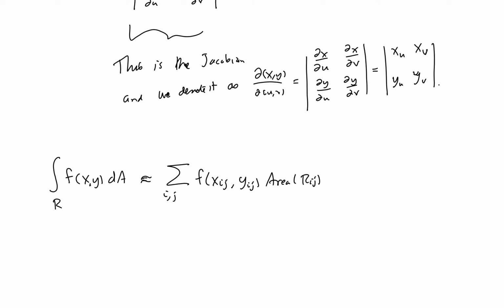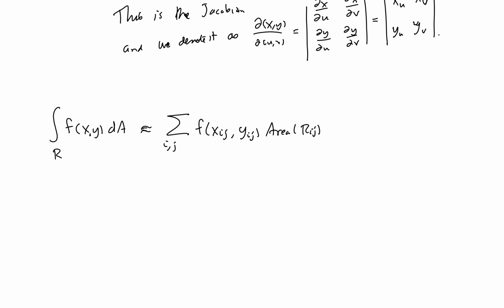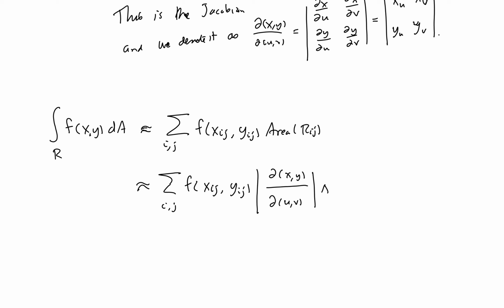So that would give me this integral approximately. And so this is approximately the sum over i and j of f of x_ij, y_ij. Remember, x_ij, y_ij is just some point in the little rectangle. And then we get the absolute value of the Jacobian times delta u delta v.